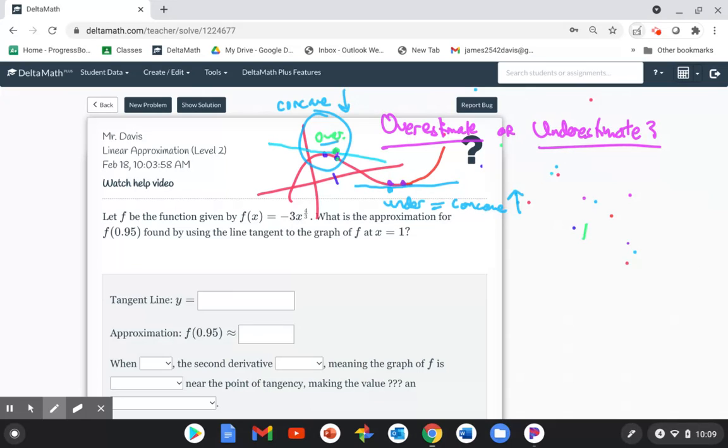Again, concave down, our tangent line is above the curve, and concave up, the tangent line is below the curve. So we're going to be writing our tangent line equation, still making our approximation. But then after that, we're going to be looking at the second derivative and determining the concavity to determine if this is an under approximation or an over approximation. So let's go ahead and get started.